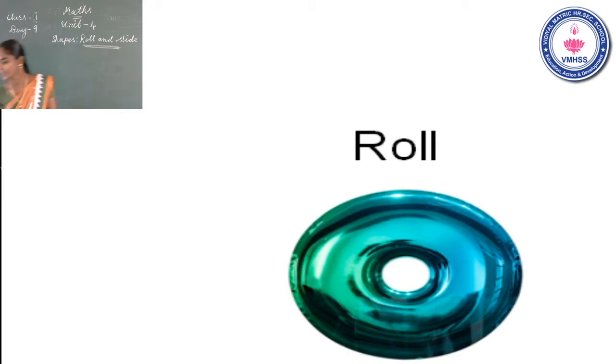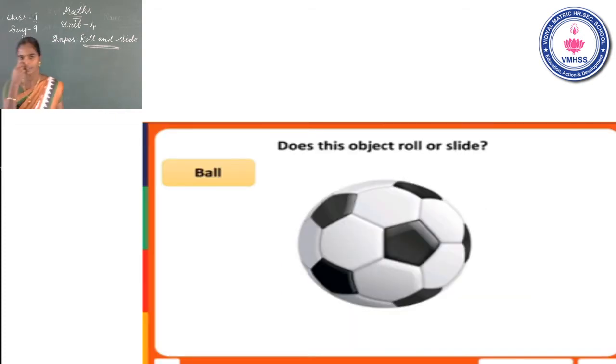See the next one. Children, what is this? Ball. So a ball has a curved face. So it will roll.